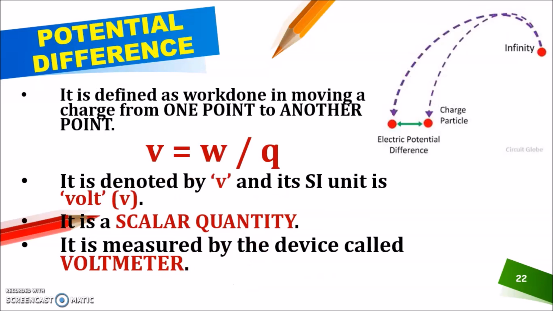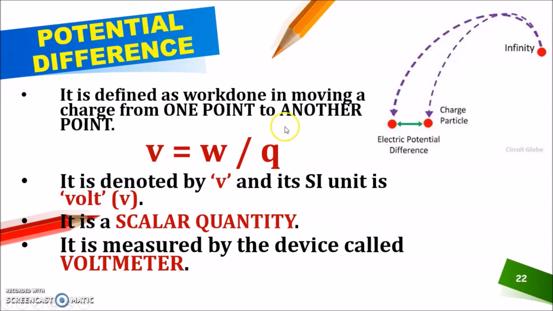Now the second concept, which is almost similar to the electric potential, is potential difference. Potential difference is defined as work done in moving a charge from one point to another. So we have the addresses of both the points, this point also and this point also. We can also say that it is the amount of work done in bringing a unit positive charge from one point to another point in an electric field.